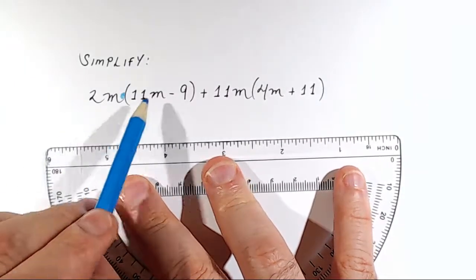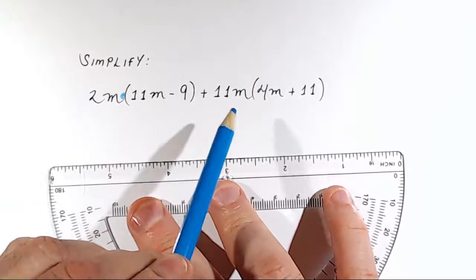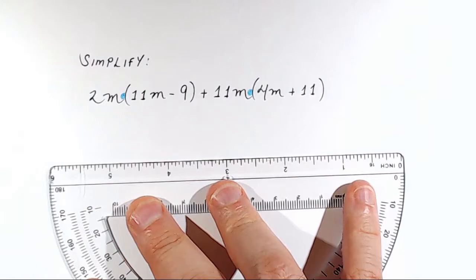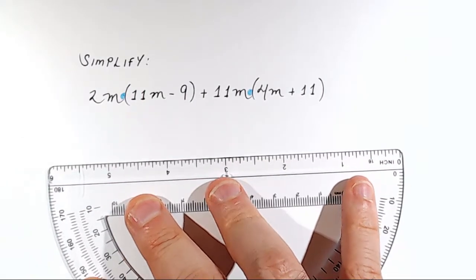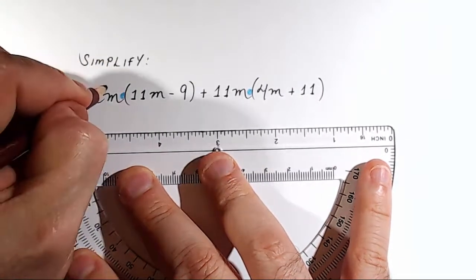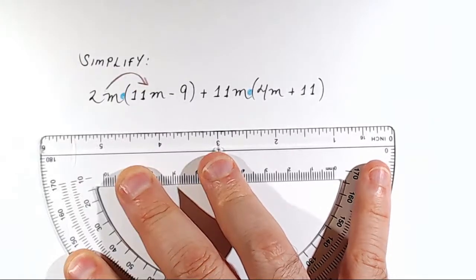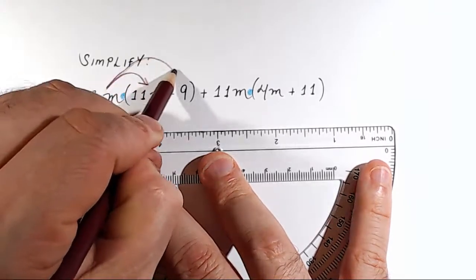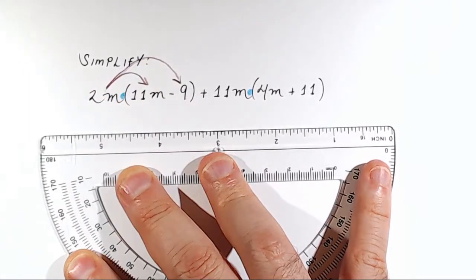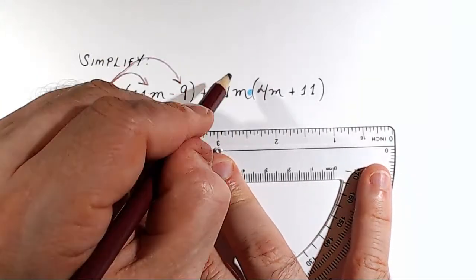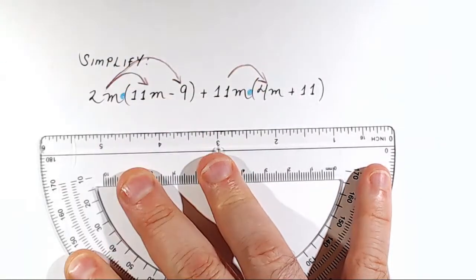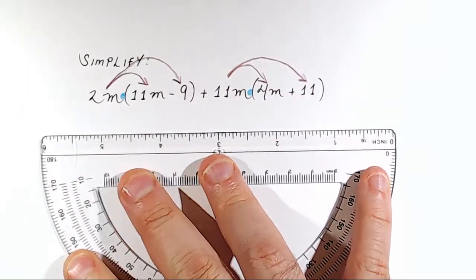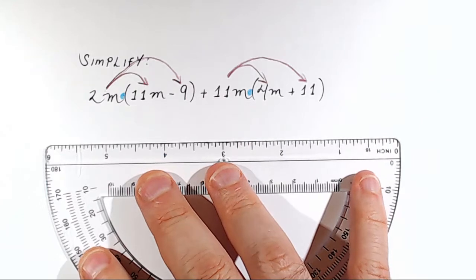Even though these letters are there, nothing has changed. 2m is still multiplied by everything inside here, and 11m is multiplied by everything inside here. The distribution part has remained unchanged. We'll multiply 2m by 11m, and then we'll multiply 2m by negative 9. Over here, we're going to multiply 11m by 4m, and then we'll multiply 11m by 11.